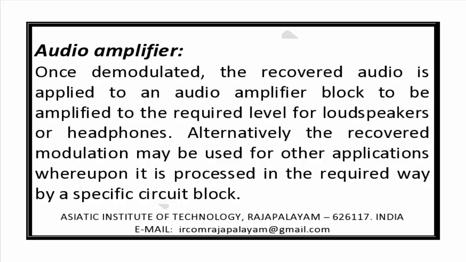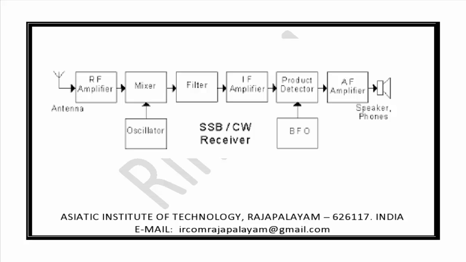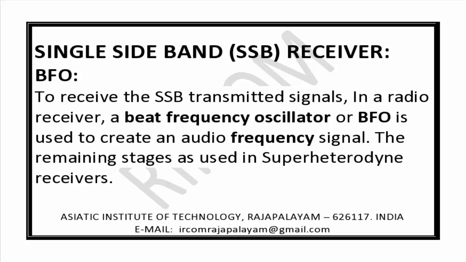Alternatively, the recovered modulation may be used for other applications whereupon it is processed in the required way by a specific circuit block. See the block diagram for SSB or continuous wave receiver. SSB, that is single sideband receiver, the section BFO. To receive the SSB transmitted signals in a radio receiver, a beat frequency oscillator, that is BFO, is used to create an audio frequency signal. The remaining stages are as used in the superheterodyne receiver.